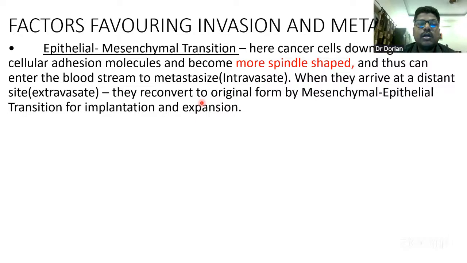Epithelial cells are orderly arranged. Mesenchymal cells are disorderly arranged. This is what you should know. And you should know 2 terms, intravasation and extravasation. Intravasation means cancer cells extending from its original site into the bloodstream. Extravasation, escaping from the bloodstream into some other site. Intravasation means entering the bloodstream. Extravasation means escaping from the bloodstream.